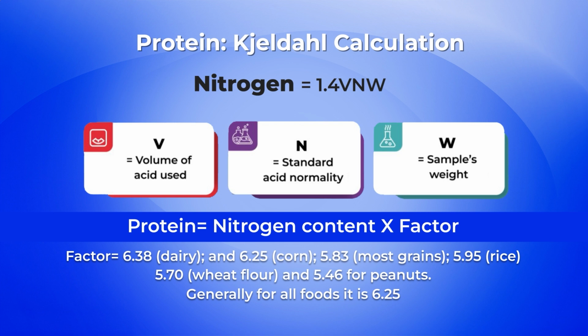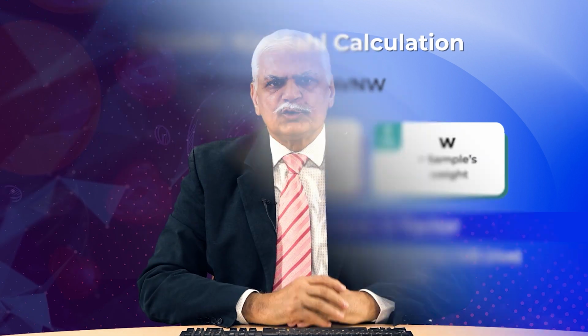You would ask me on what basis the factor is determined. It is based on how much protein is present. For example, if the protein present is 17% in the food, then 100 divided by 17 will give you close to about 6 as the factor. So generally, for all foods, we take this factor as 6.25.